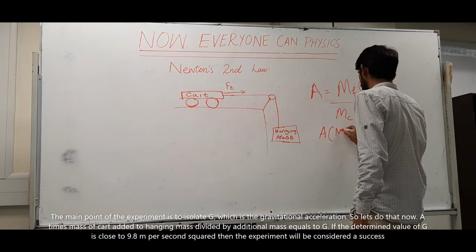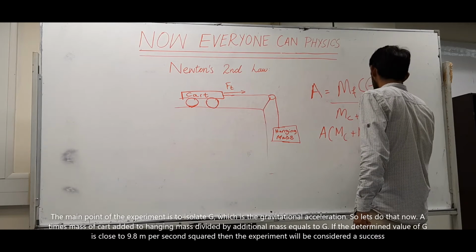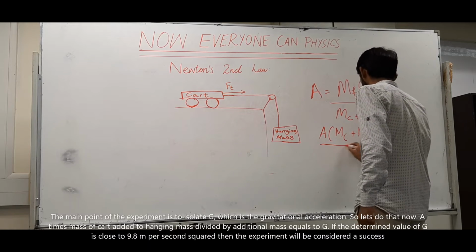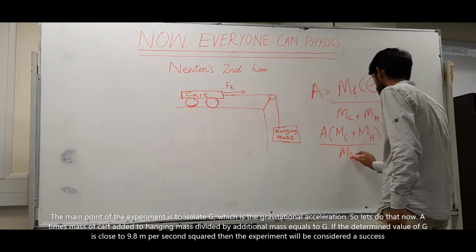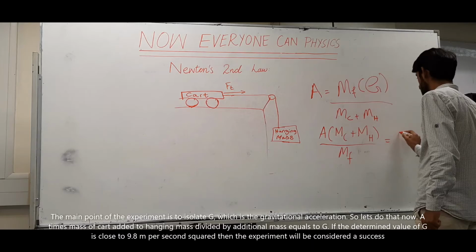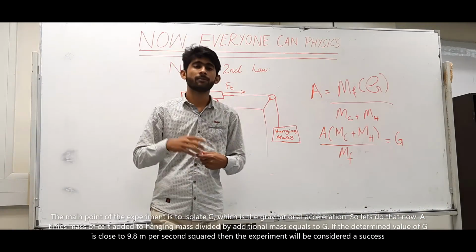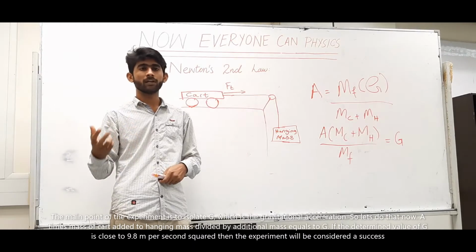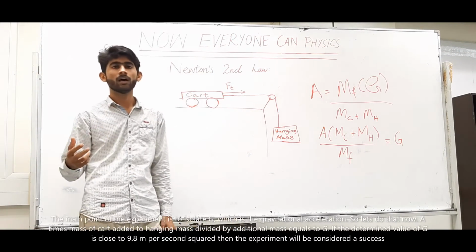A times the mass of the cart plus the mass of the hanging mass, divided by the additional mass, equals g. If the determined value is close to 9.8 meters per second squared, then the experiment will be considered a success.